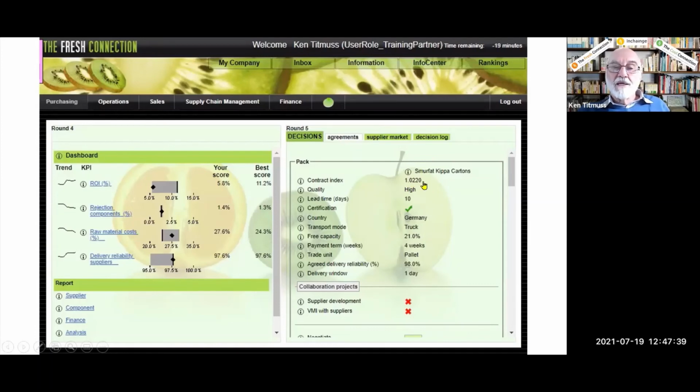So we're paying a little bit more than the basic price for this particular packaging. If I want to change, I can go into my supplier market and I can change my supplier if I want to. Down here, these screens look the same for all of the 4 roles. Down on the bottom left here, you'll get some reports that you can look at.